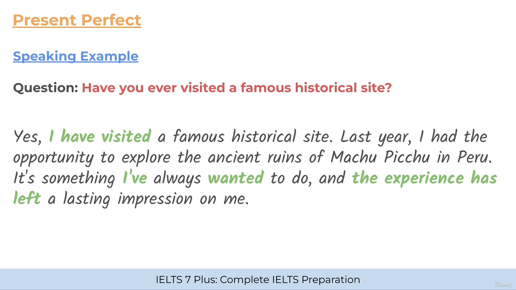Okay, so the present perfect. We are looking for, of course, the subject, but then we want it to be followed by our auxiliary verb, have. And then we're looking for the past participle. So with examples like I have visited, I've wanted. So I've, the contracted form. The experience has left. Past participle there. Left being an irregular verb. That's good to spot as well.